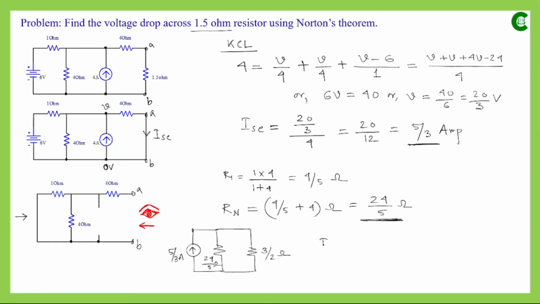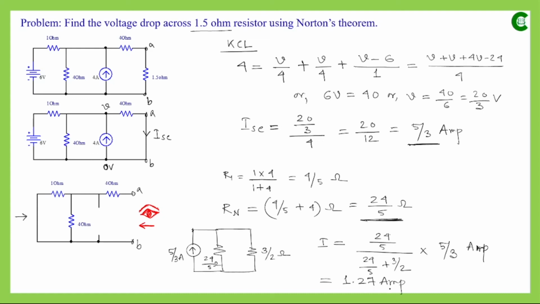We wanted to find the voltage drop across this resistor. Suppose we want to find the current value, then it will be simply the opposite resistance, 24 by 5, divided by 24 by 5 plus 3 by 2, multiplied by the main current, which is 5 by 3 ampere. If we simplify further, it will finally give us a value of 1.27 ampere. So this is how we can apply Norton's theorem in a DC network that has only independent sources, and we can obtain the desired parameter.